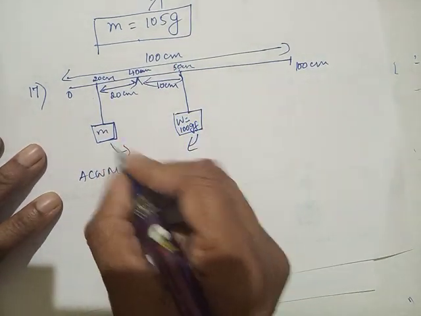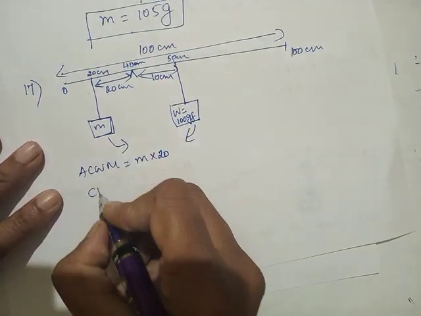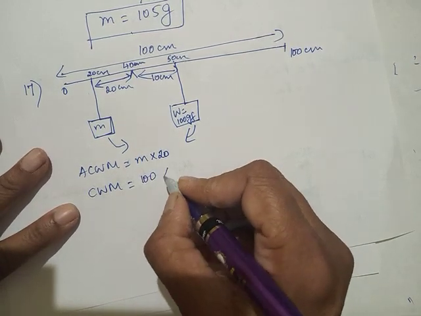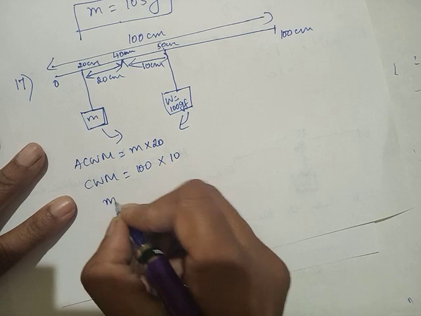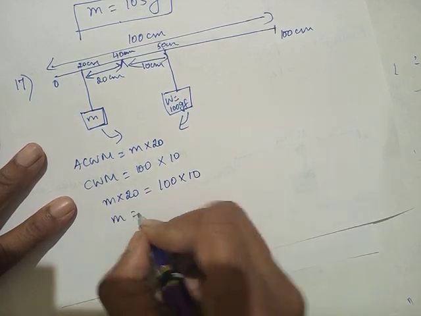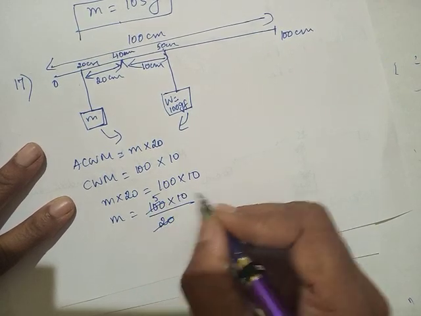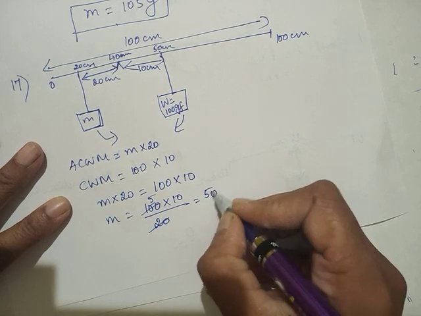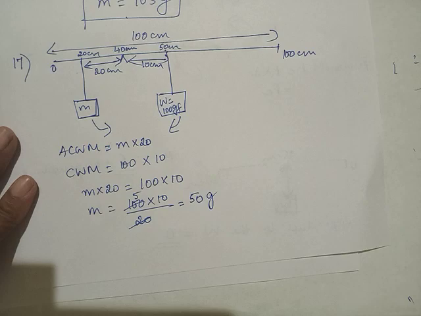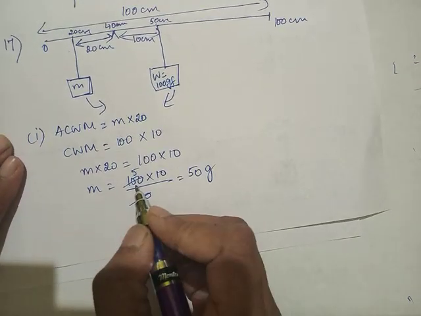So your anti-clockwise moment will be M into 20, and your clockwise moment will be 100 into 10. So M into 20 is equal to 100 into 10, or M will be 100 into 10 by 20. So this will be 5 into 10, that will be 50 gram. Mass I've written, so you can just write it as 50 gram. So the value of M is 50 gram.